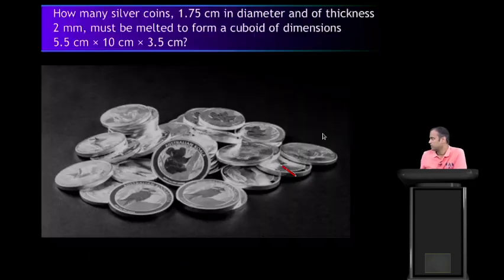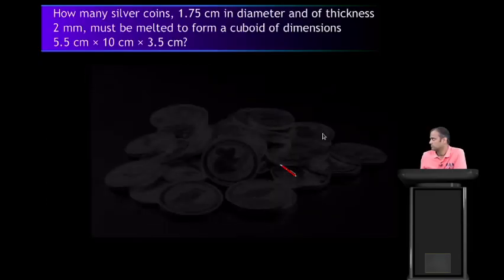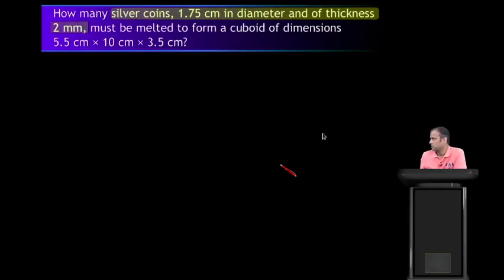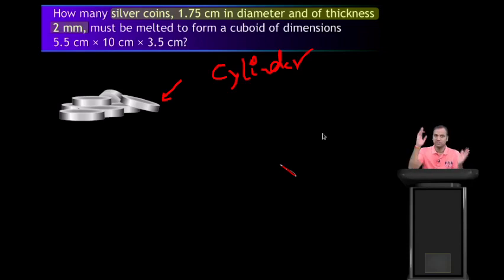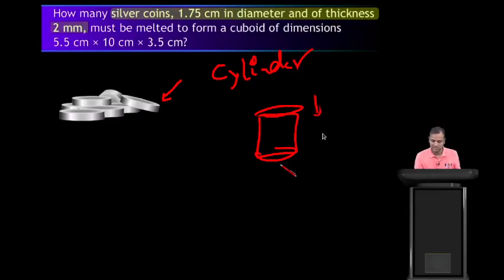How many silver coins, 1.75 centimeter in diameter? So again we have to find the number of coins. Can you tell me which shape is this? Isn't it a tricky shape? Can you guess? Yes, very good students. This is a cylinder. Which kind of cylinder? A cylinder whose height is very small. If you have a cylinder and you press this cylinder, you will get this kind of shape.